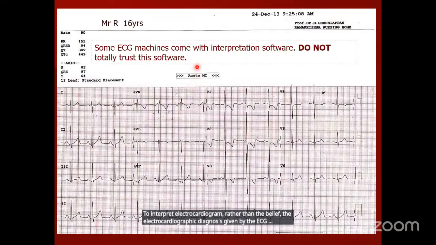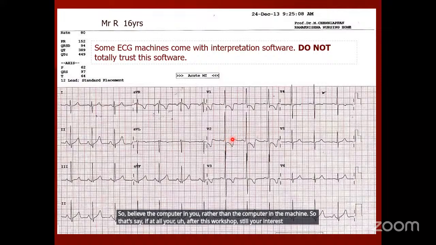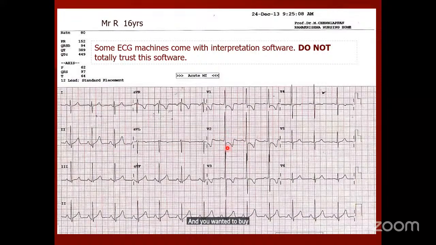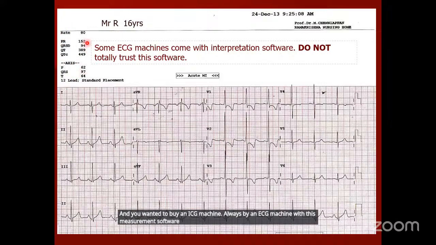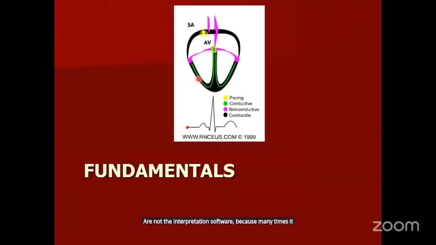So believe the computer in you rather than the computer in the machine. That's why, if after this workshop you are still interested in electrocardiograms and want to buy an ECG machine, always buy one with the measurement software only and not the interpretation software, because many times it may mislead you.